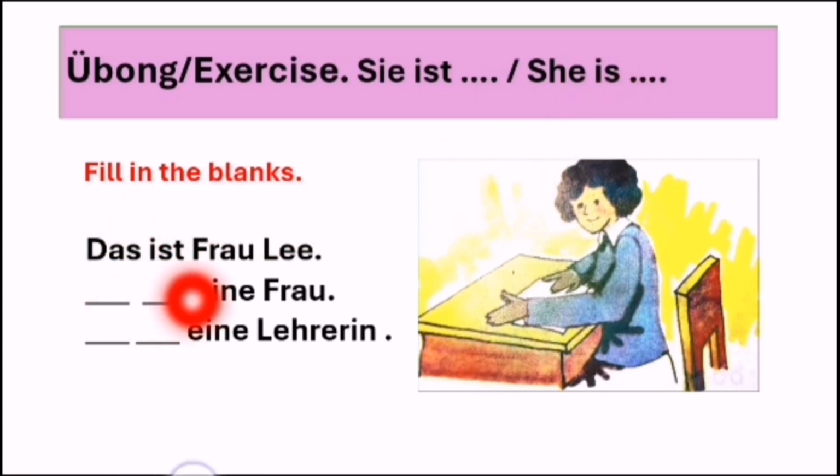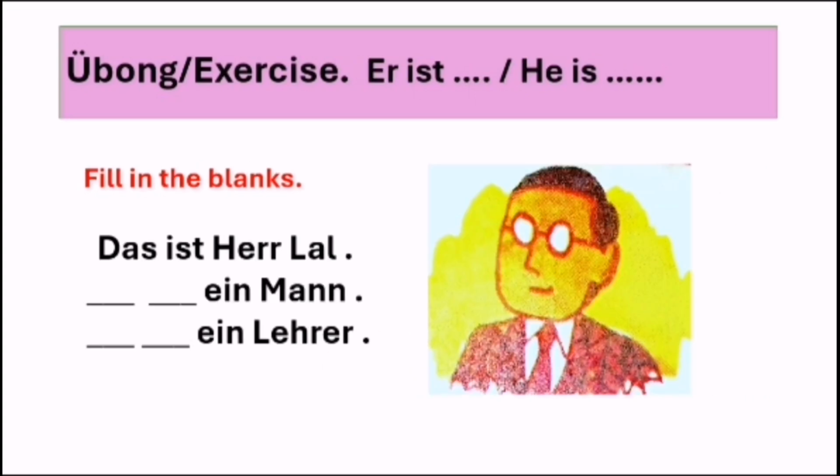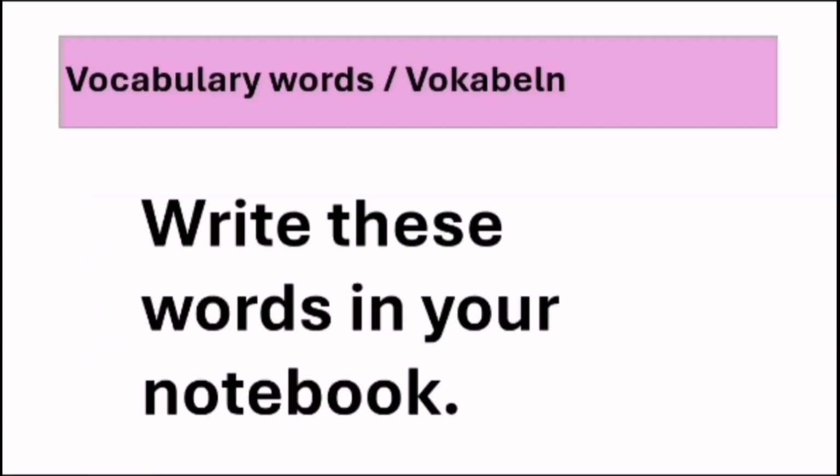And now, again, sie ist, she is. Fill in the blanks. Das ist Frau Lee. This is Miss Lee. She is a woman. You should fill these blanks in German, okay? She is a teacher. This is your work. And now this one, er ist, he is, fill in the blanks. Das ist Herr Lal. This is Mr. Lal. He is a man. He is a teacher. So now you should fill these blanks in your notebook in German language.